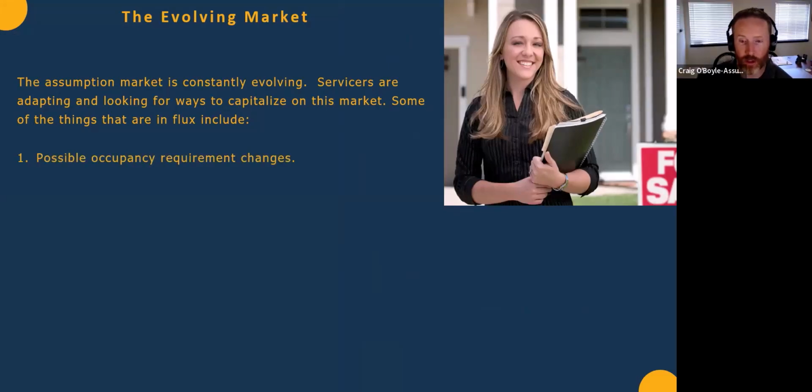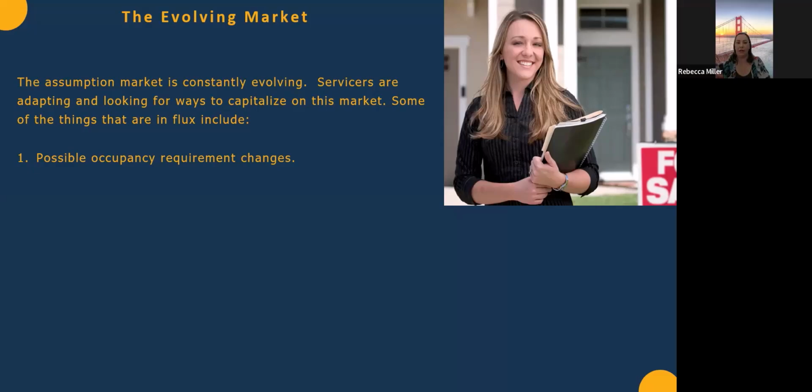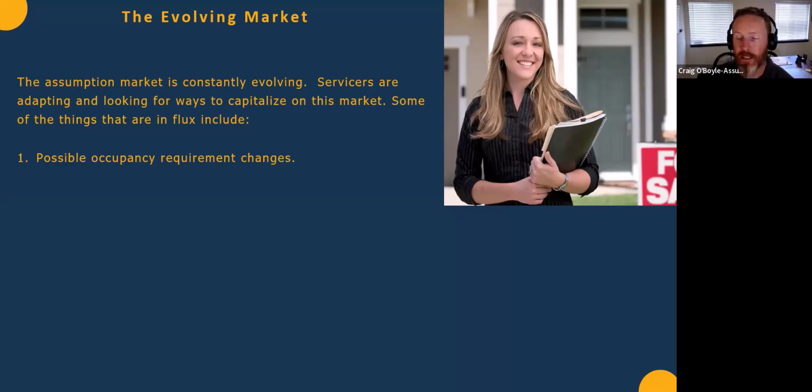FHA is for sure still owner occupant only, but some servicers have said, about late 2023, they started to say they would allow non-owner occupied buyers to do the assumption. And that's for VA. I will highlight it is servicer specific. So the key is it's not universal yet. I think that government entities are going to need to issue guidance to make things universal, but right now it's at the discretion of the servicer.